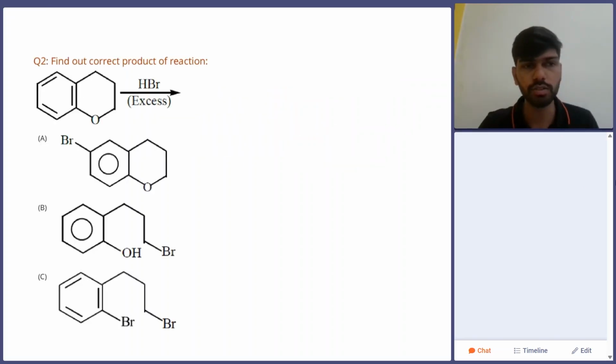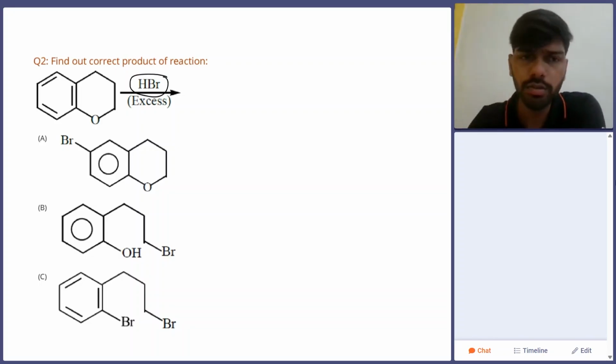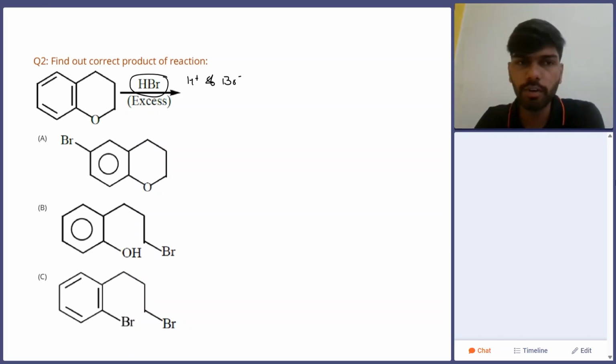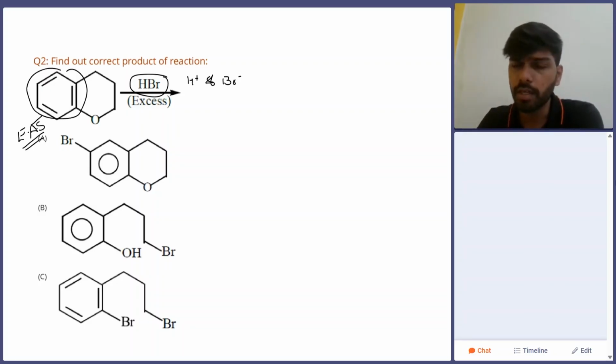Now, the next question is: find out the correct product of the reaction. Here HBr is written in excess. It's just for your confusion. Most of the time students say, sir, it is in excess. Whenever this is HBr, it splits into H plus and Br minus. In this question, the benzene is showing EAS, electrophilic aromatic substitution, but here it is not going to take place. First of all, protonation will be there on this oxygen.